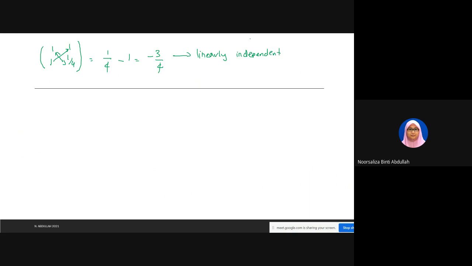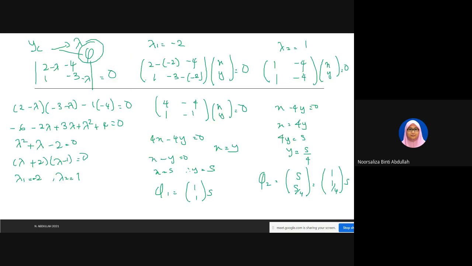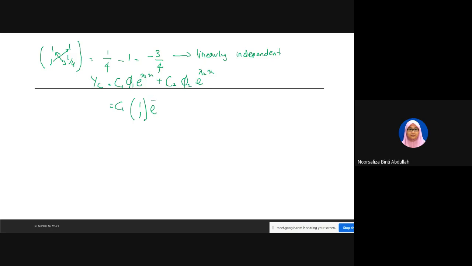Okay, so you can get the YC. Your YC will be C1 eigenvector 1 exponent eigenvalue 1 x plus C2 eigenvector 2 exponent eigenvalue 2 x. So YC will be C1 eigenvector 1 is 1 1, exponent lambda 1 is minus 2. So you have here exponent minus 2x plus C2 eigenvector 2. Eigenvector 2 is 1 over 4 exponent x. So this is your YC.